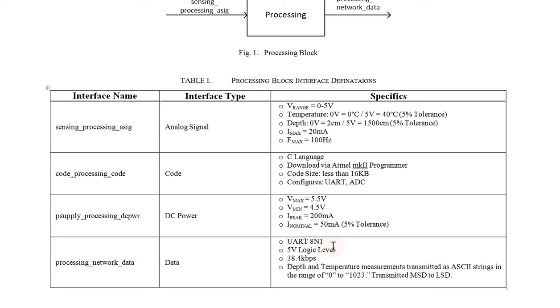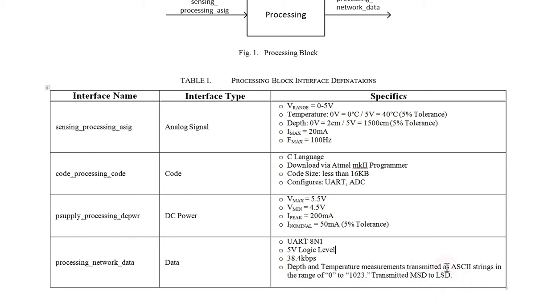Processing to network data. So here's an example of some communication protocols. So for example, it's UART 8N1, 8 data bits, no parity, 1 stop bit. It's going to be 5 volt logic level, so 0 and 5 volts. It's going to transmit at 38.4 kilobits. And this is a little bit about the actual data being transmitted.